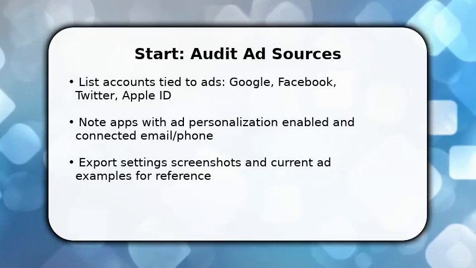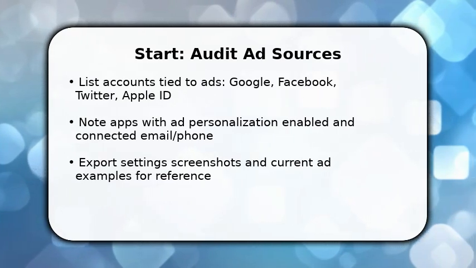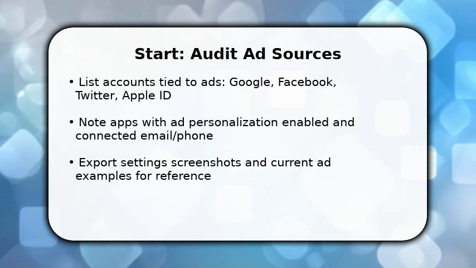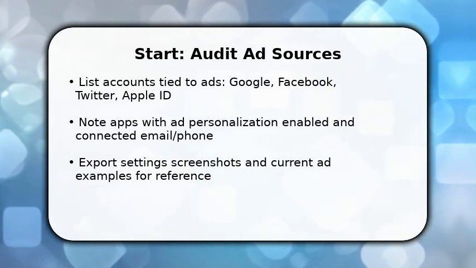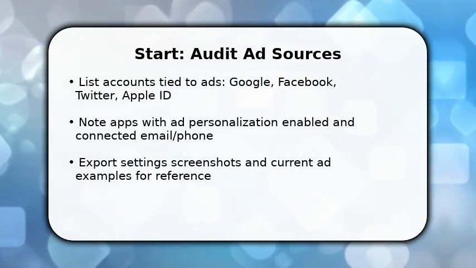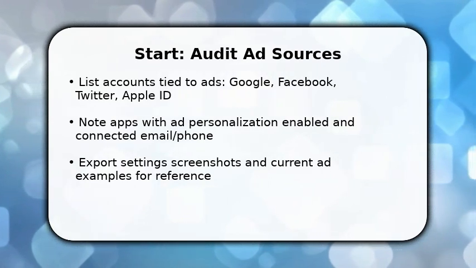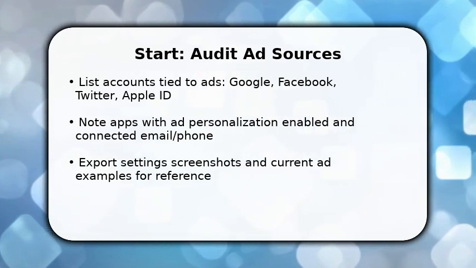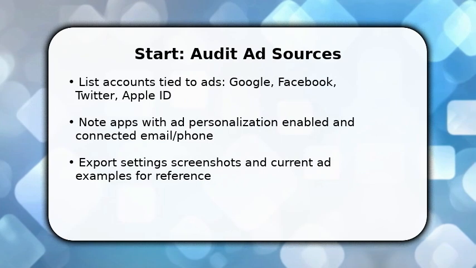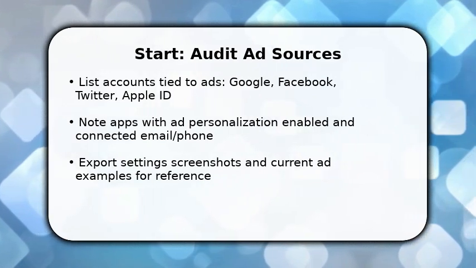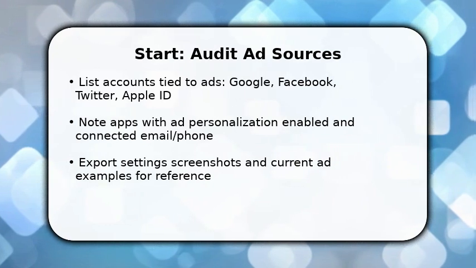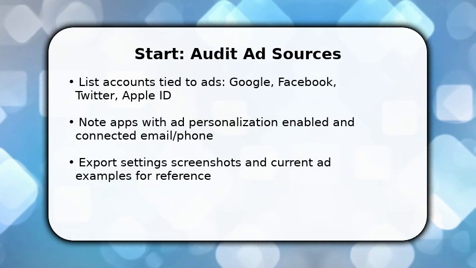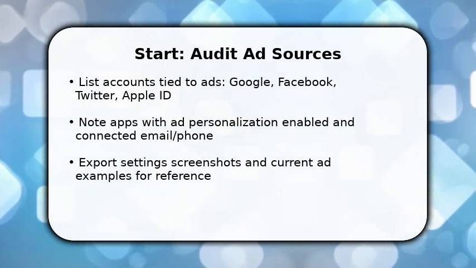You begin by auditing where personalized ads originate: your Google, Facebook, Apple, and other accounts. Identify apps that use ad personalization and note linked emails or phone numbers so you can sever signals later. Once done, export screenshots of current ad examples and settings to compare results. Make sure to enable account activity history so you can see what's being used. This step is decisive because you can only fix personalization when you know every signal feeding it.